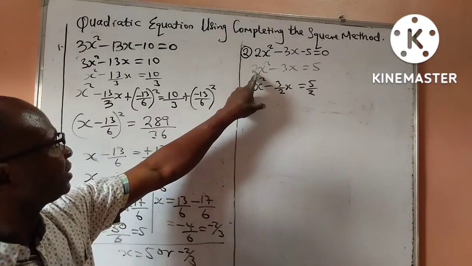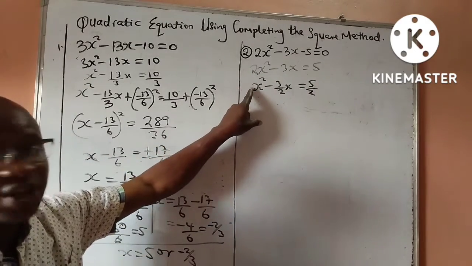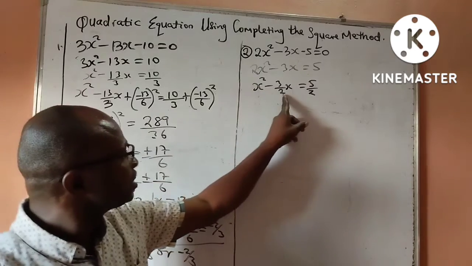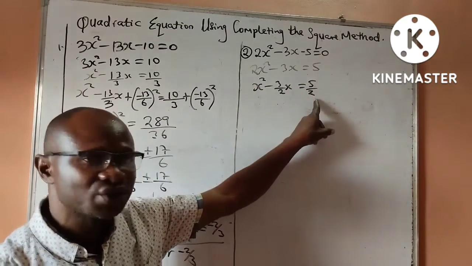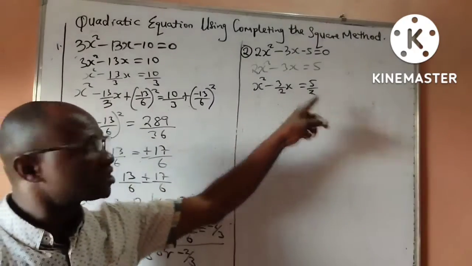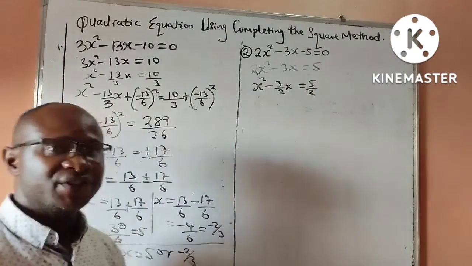Therefore, here now, 2 has cleared. The coefficient of x squared now is 1. So this place will now be minus 3 over 2, while here will be 5 over 2. What is the third step? This is the second step. What is the third step? Do you have it in your mind?